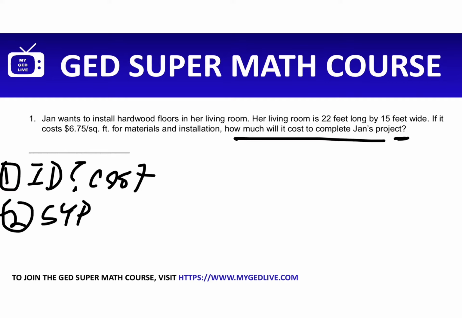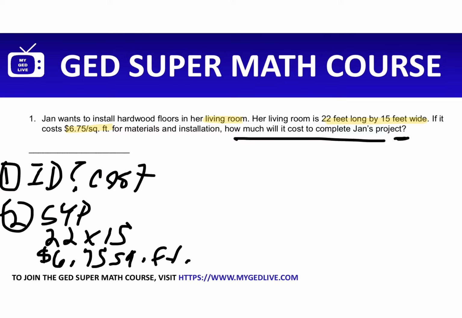So we know that she wants to do something in her living room. We know it's 22 feet long by 15 feet wide. We know that it costs $6.75 per square foot for installation, and we know that we're looking for the cost. So now we've identified those pieces, and we'll just write them here. So the living room is 22 times 15, and then it's $6.75 per square foot for installation and material cost, right?